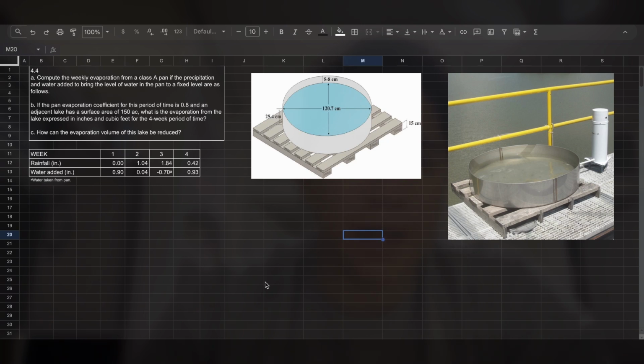Welcome to this new video. In this video, we're going to keep practicing evaporation. And this is going to be a short video because we only have two problems to solve.